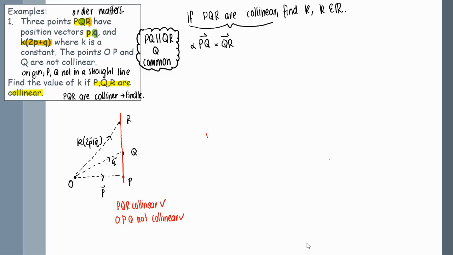Which they are. We're going to write PQ in terms of our little vectors. I know that PQ, to start at P and get to Q, I would have to go negative position vector P plus position vector Q. And then I'm just going to expand here.